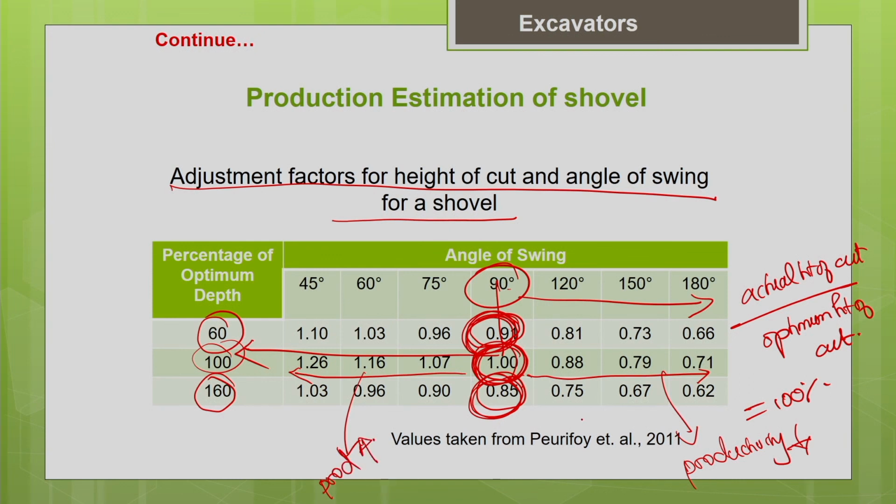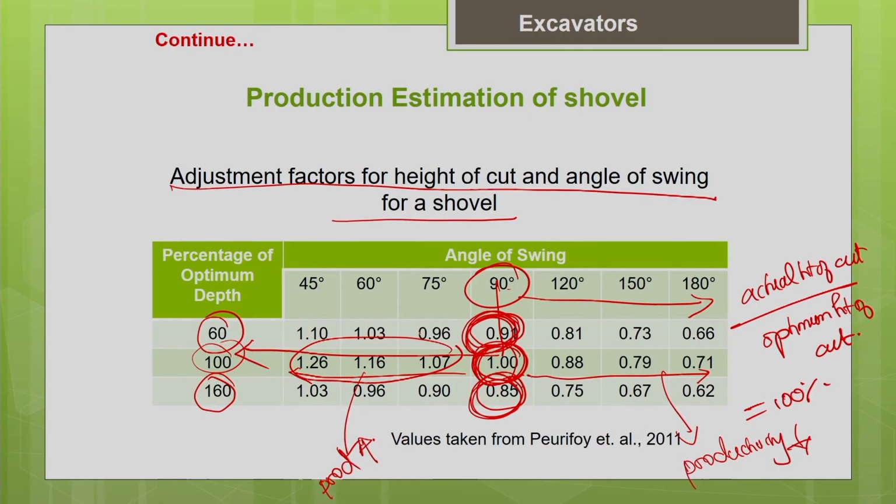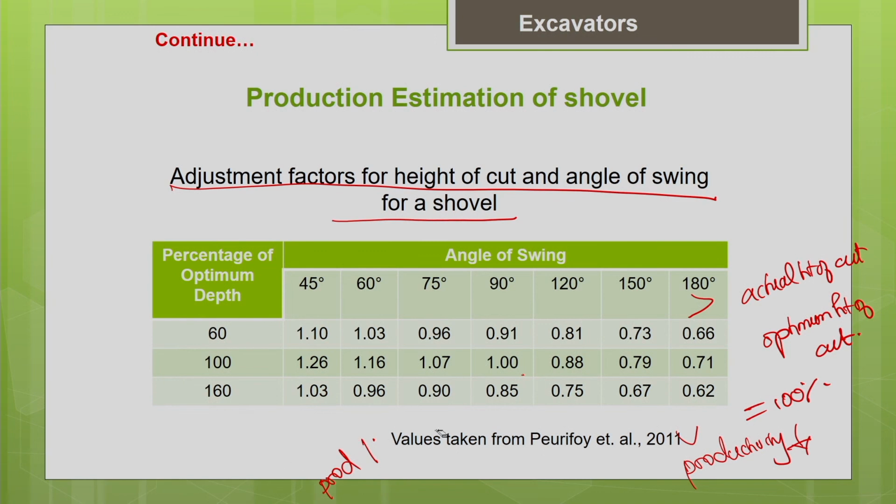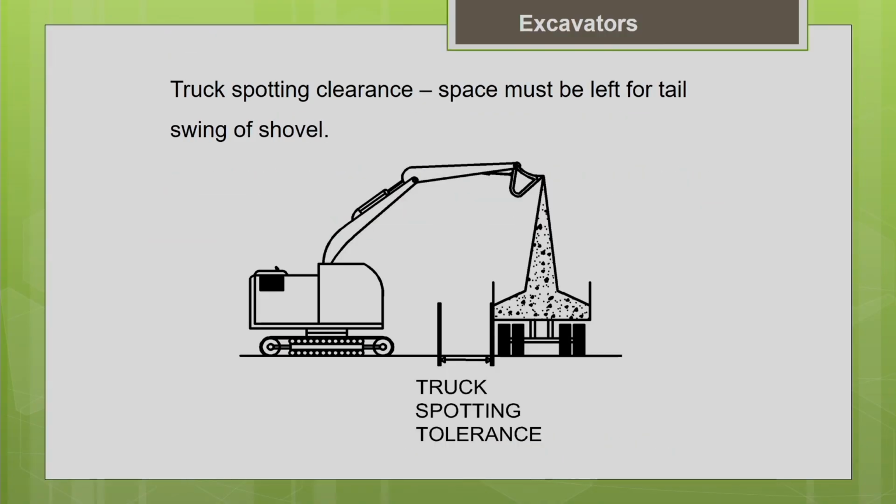So, if possible, keep your truck at an angle of swing lesser than 90 degrees, it will be better than the ideal condition, because your correction factor is increasing. So, that is going to increase your productivity. Depending upon the angle of swing in your project site and the actual height of cut of the material which you are going to cut, based upon that you have to apply the correction factor while you do the estimation of your productivity.